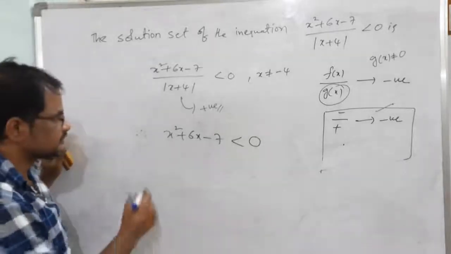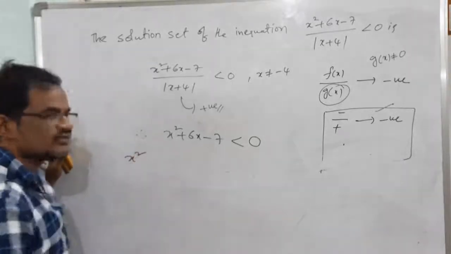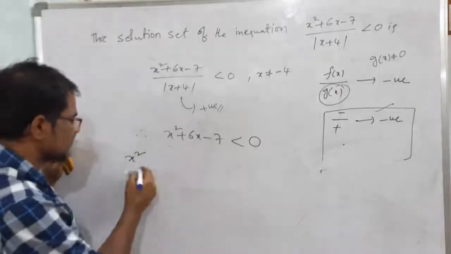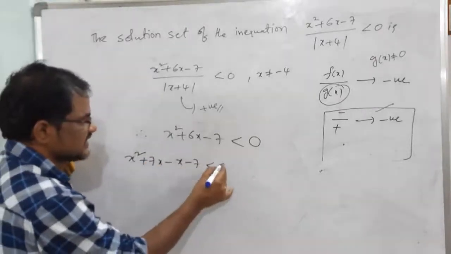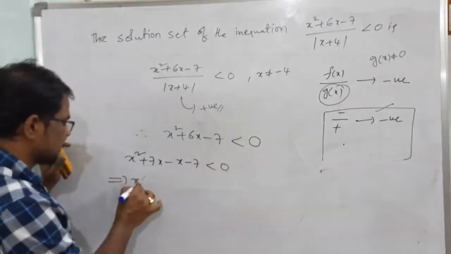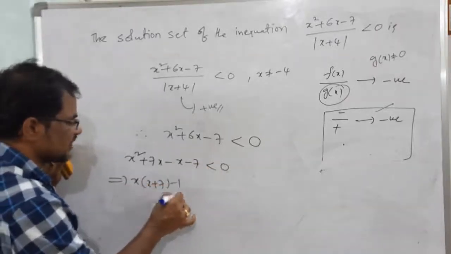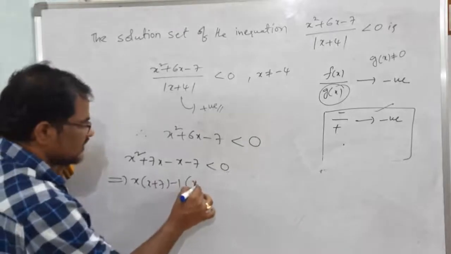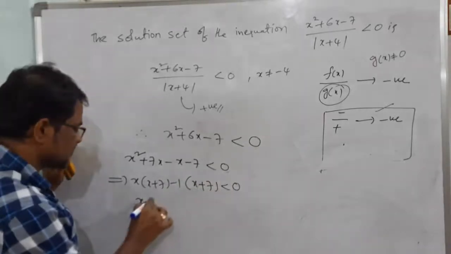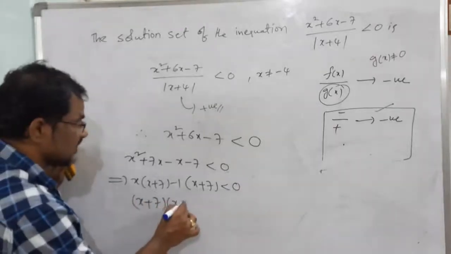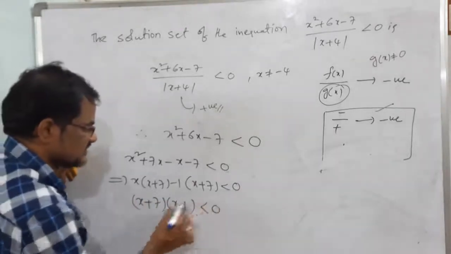Take the factors of x square plus 6x minus 7. Next, what are the factors? x square plus 7x minus x minus 7 less than 0. That implies x into x plus 7, minus 1 into x plus 7 less than 0. So x plus 7 is common, and what is remaining? x minus 1, less than 0.